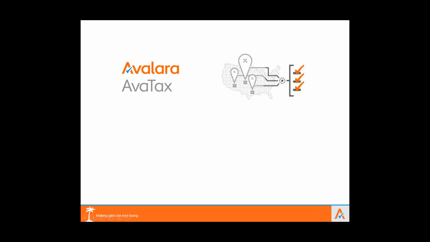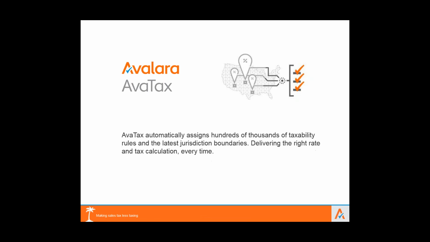So let's first talk about AvaTax. Avalara AvaTax is the product that we use to automatically assign hundreds of thousands of taxability rules in the latest jurisdictional boundaries. So this is the product that's going to give you the calculation piece.